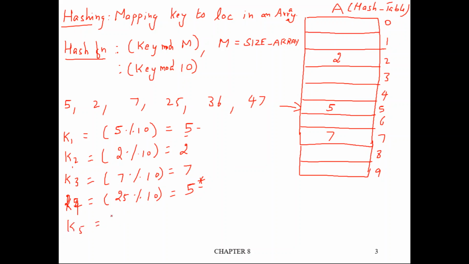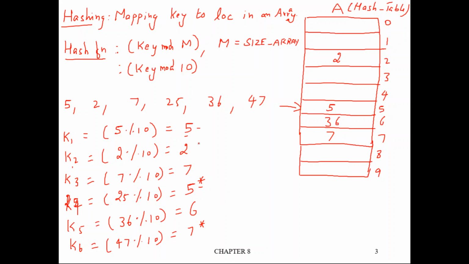Next key is 36. So again the hash function: 36 mod 10 is what? 6. 10 threes are 30, remainder is 6. So it means that this 36 should be mapped to sixth location. Next is 47. Again, 47 mod 10 means what? It is 7, right? 10 fours are 40, the remainder is 7. But the 7th location is already mapped to key 3, which is 7. So again this is also creating a collision.